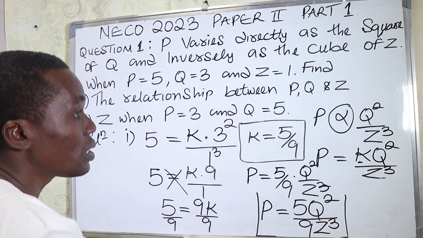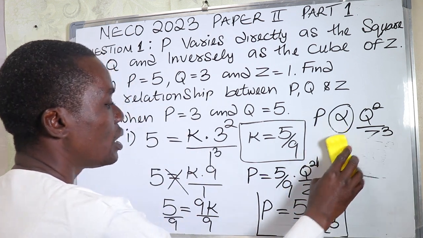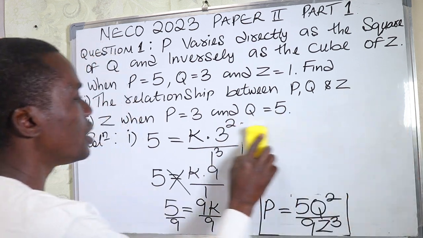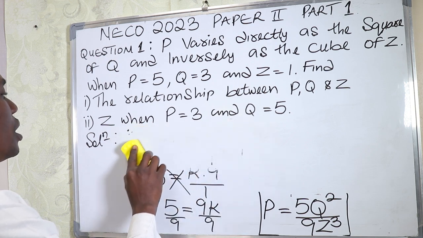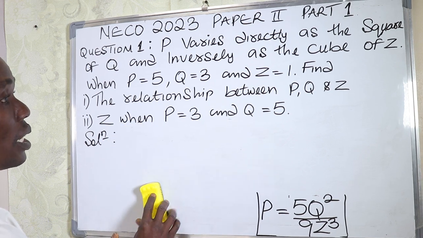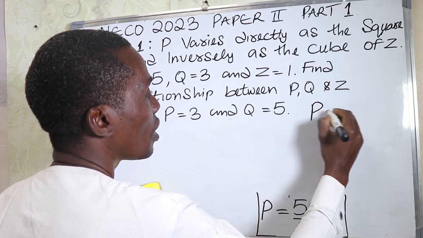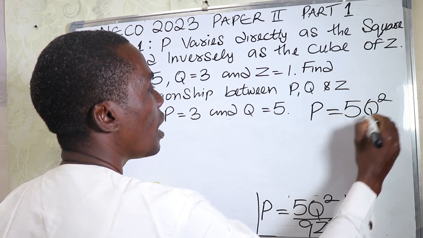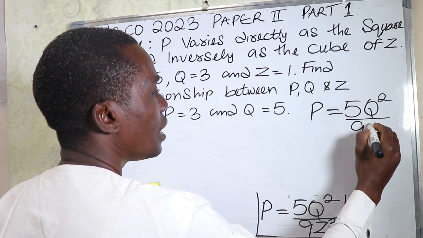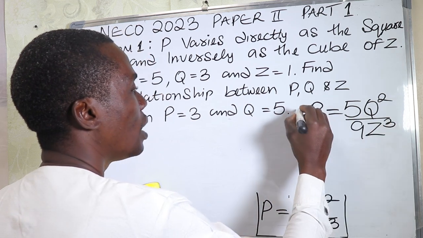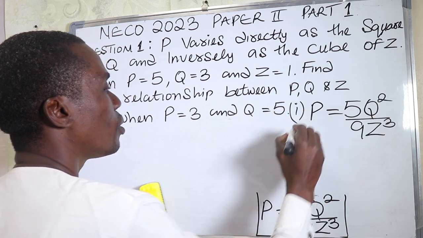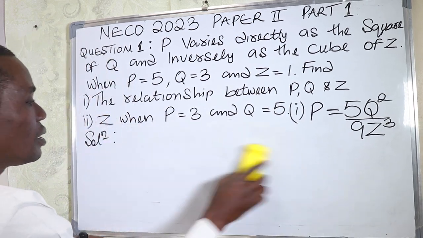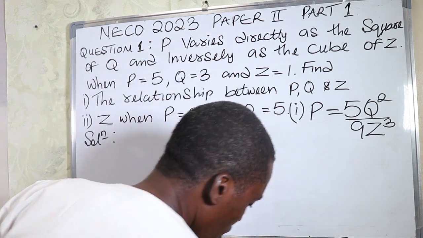Fine. So now we've gotten the relationship and we don't need all this any longer. What we need to work with is the relationship holding those parameters. Now the relationship holding the whole parameter is P equal to 5Q squared divided by 9Z cube, and that is the solution to question number I. Now you get that is 4 marks gone. So once you have done that, you've gotten your 4 marks.